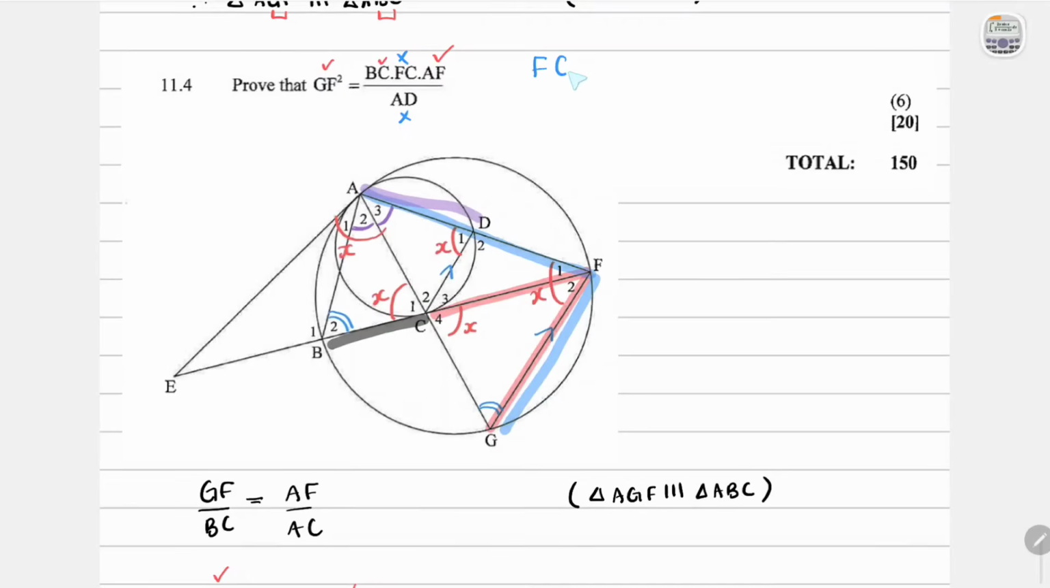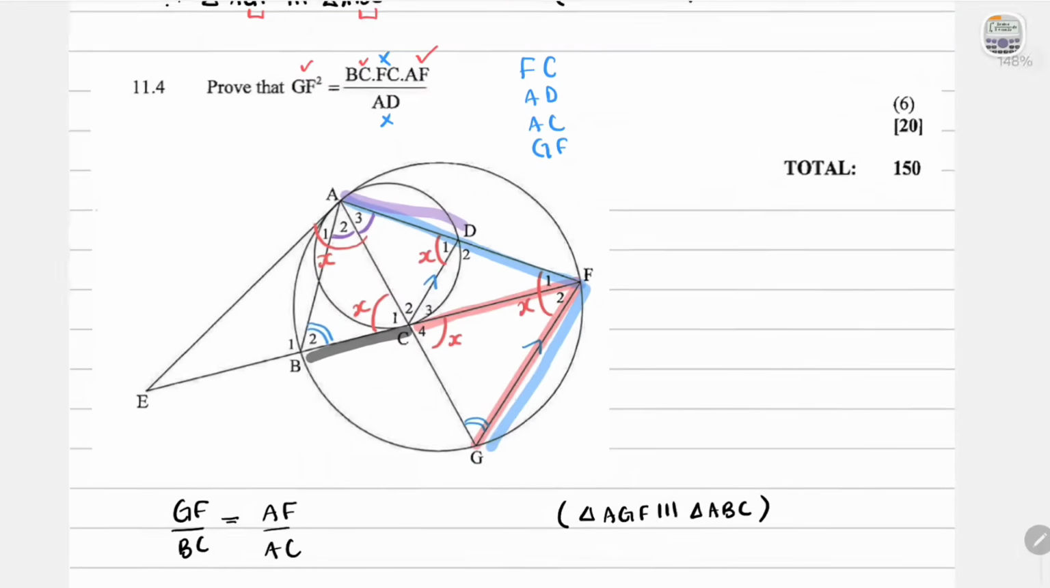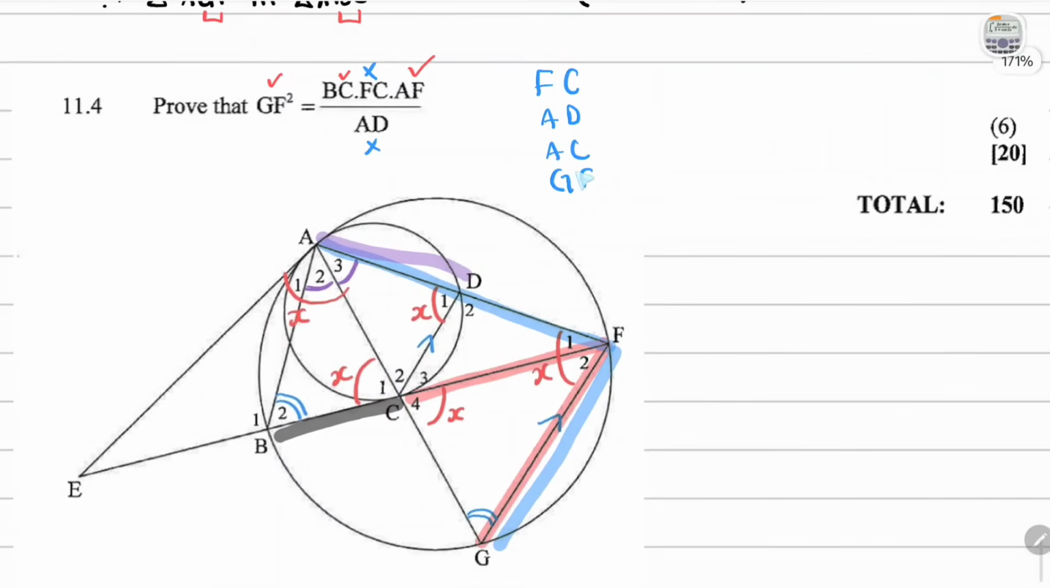We're looking for a triangle with FC, with AD, with AC, because it needs to be able to cancel that one there since we do not need it. It's not in here. And we need another GF to create GF squared. So we need GF. Let's see. Are there any triangles that fit these?